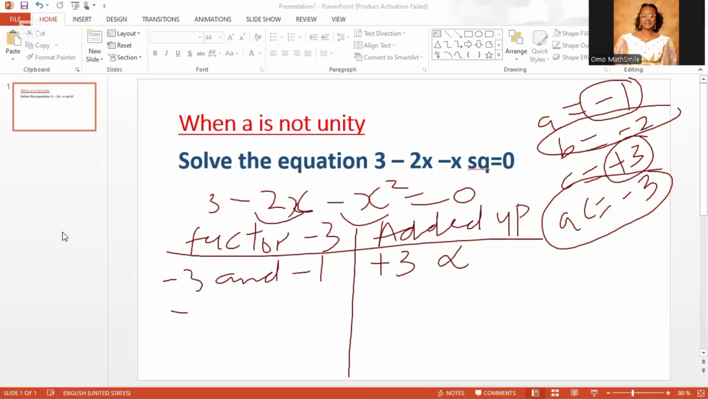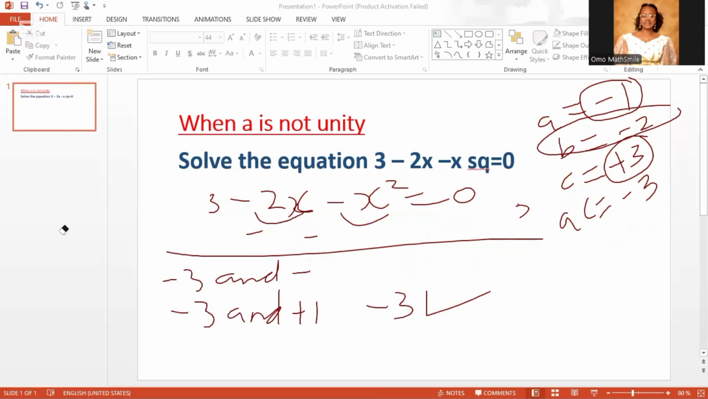If we try minus 3 and plus 1, I think that works. Minus 3 times plus 1 will give us minus 3. Minus 3 plus 1 will give us minus 2. So this will work for us. The two factors we're going to make use of here are minus 3 and plus 1.